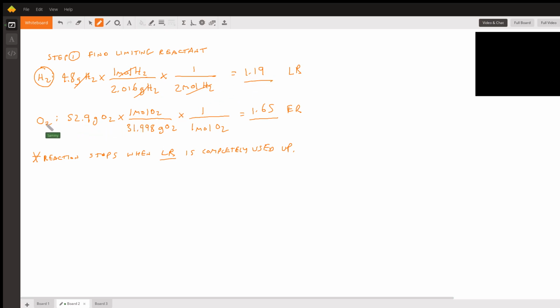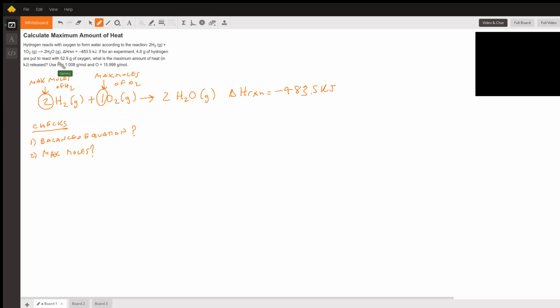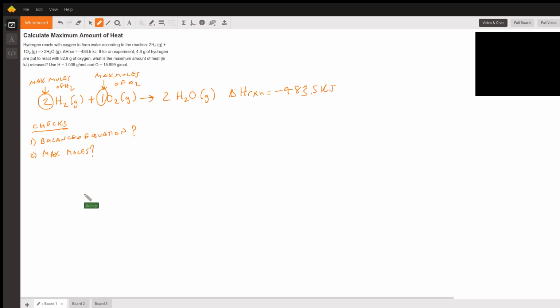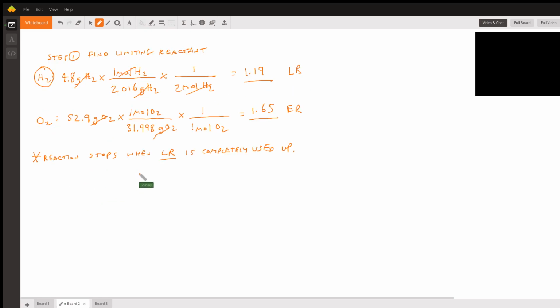We do the same thing with the oxygen. We're given 52.9 grams of oxygen. So we'll start with that. We've got to convert that into moles. So multiply that by 1 mole oxygen over 31.998 grams of oxygen. So the grams will cancel out. We're left with moles. And we need to divide by the max number of moles of oxygen, which is 1 from the balanced reaction. So we just multiply by 1 over 1 mole oxygen, O2, and the moles will cancel out. We get 1.65.